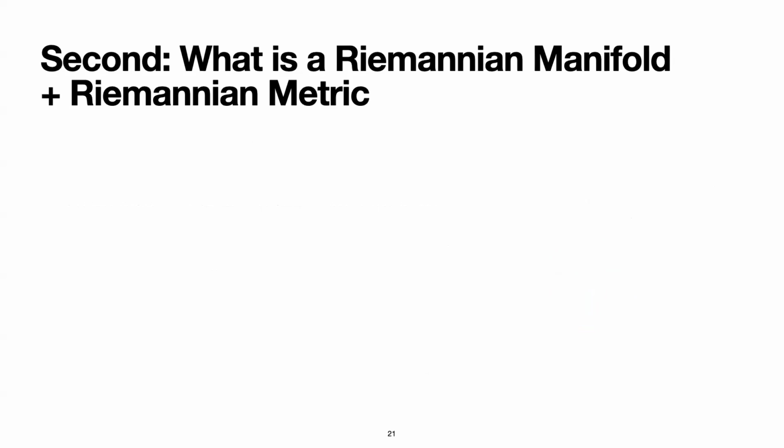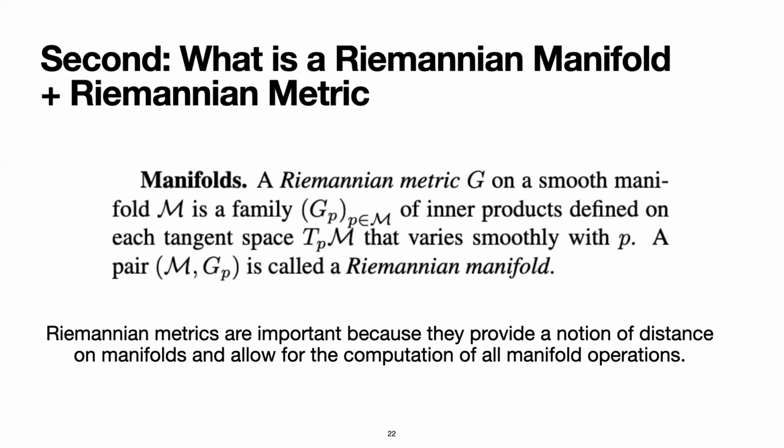Second, what is a Riemannian manifold and a Riemannian metric? I'm going to read it, but if you don't understand it, this is the key. A Riemannian metric g on a smooth manifold is a family of inner products defined on each tangent space that varies smoothly with p. A manifold-metric pair is called a Riemannian manifold.